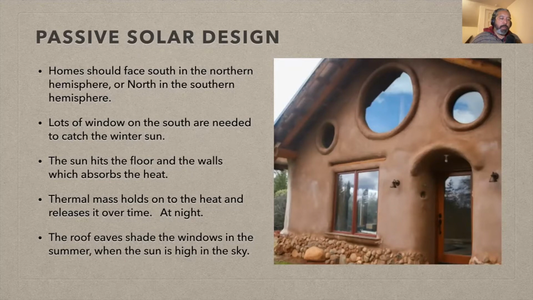You want to have lots of windows on the south, and you want to be able to catch that winter sun. So that's really the goal for the passive solar design. The object is to try to get the sun to come through the windows and to heat the walls so that they can absorb that warmth and then release it through the evening or when it's cold.